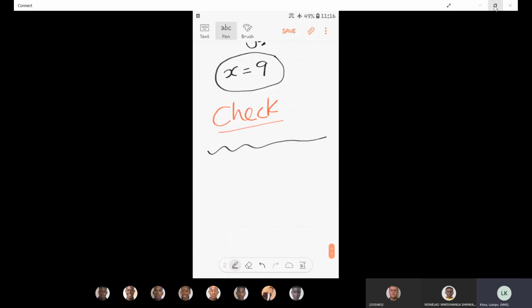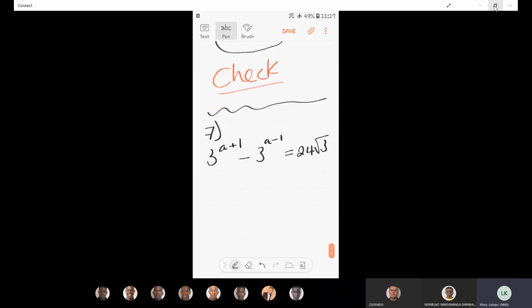Then number 7, we have 3 to the power of a plus 1 minus 3 to the power of a minus 1. This is equal to 24 square root of 3. Now here you cannot take logarithms on both sides and then split the logarithm, because we do not have a law that works with the sum or difference of arguments.